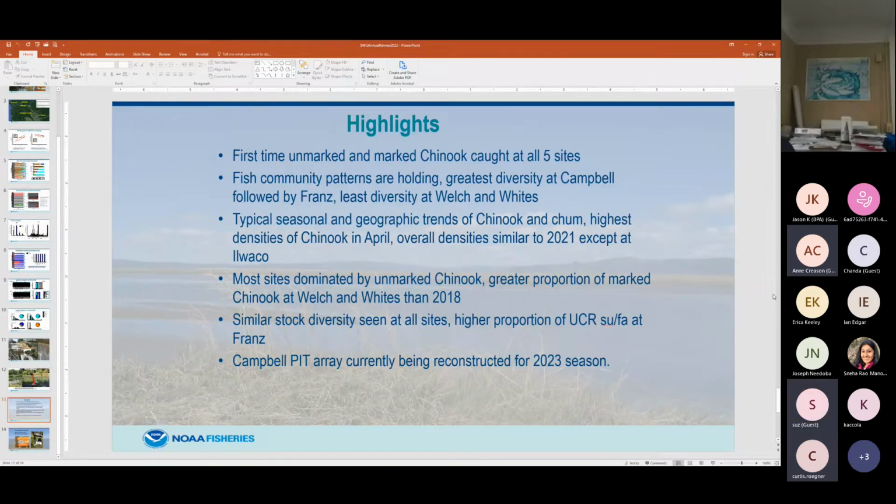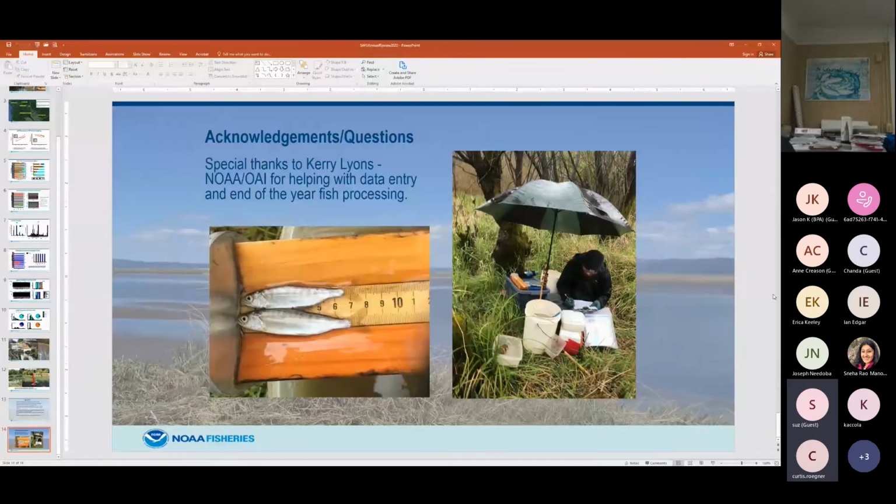And in the next few weeks, we will hopefully be getting the Campbell Slough PIT tag array in, and hopefully it will be operational for the 2023 season. And I'd also like to thank Kerry Lyons here at Point Adams for helping with the data entry and for the fish processing that we do at the end of every year. So with that, thank you, and I'll take any questions if we have time.